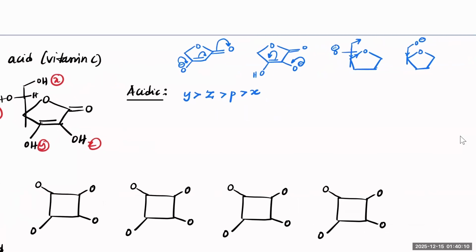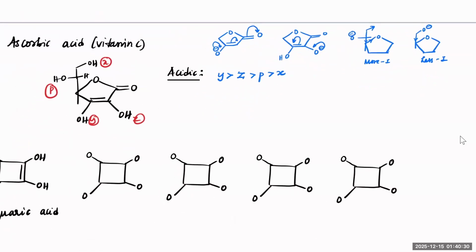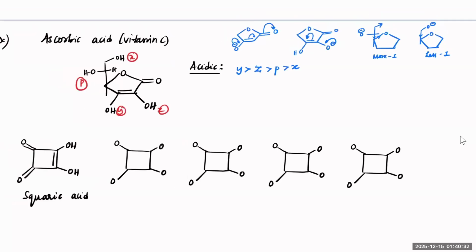P has more minus I effect. Here it has more minus I. Here it has less minus I effect. That's the only difference you will find. Otherwise, these two have resonance energy. Clear with this case? Ascorbic acid.